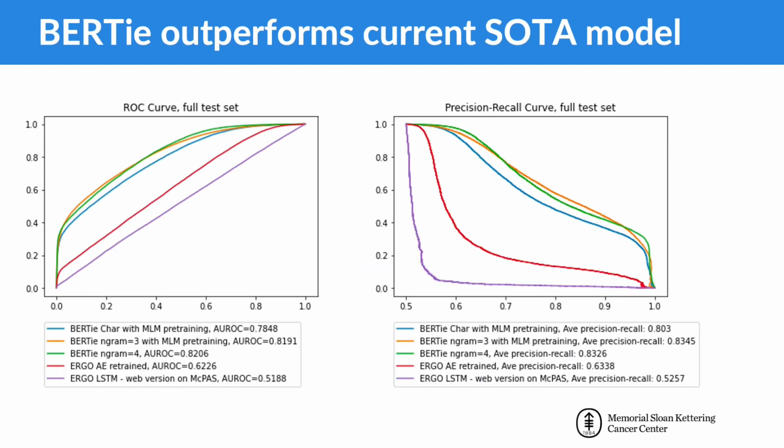We benchmarked the model against two state-of-the-art methods, Ergo with autoencoder and Ergo based on LSTM. When trained and tested on exactly the same datasets, our different model setups consistently outperformed Ergo. We evaluated performance with ROC curve and the precision recall curve, which we think is more appropriate here because it evaluates predictions simultaneously at different thresholds. The best performing setup for BERTie was the 3-gram encoding model with the MLM pre-training, and in general this pre-training gave a slight lift to models in each encoding regime.